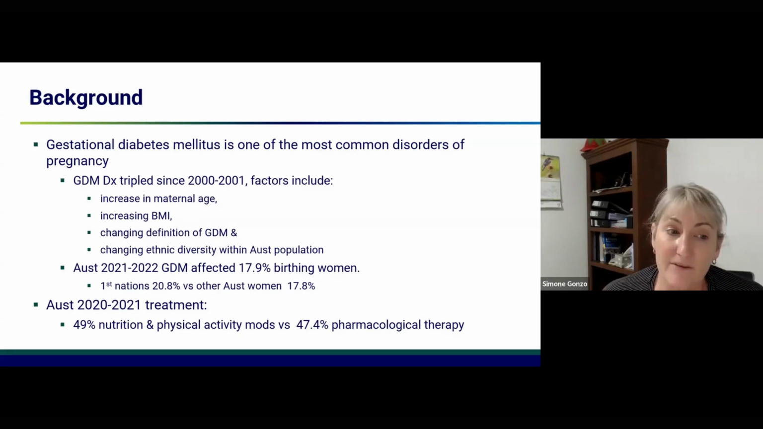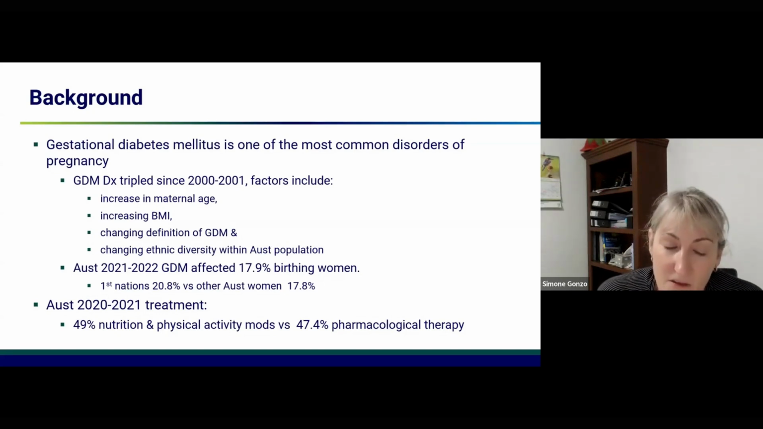The other factors of influence were an increase in maternal age and increasing BMI, combined with the change in ethnic diversity in the Australian population. So that's meant that we have a large cohort of patients to deal with now. In 2021, so that's only a few years ago, GDM affected 17.9% of birthing women, and First Nations women made up 20% of that. Other Australian women made up 17% of that.